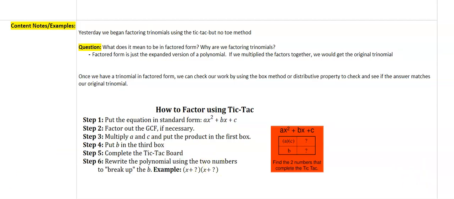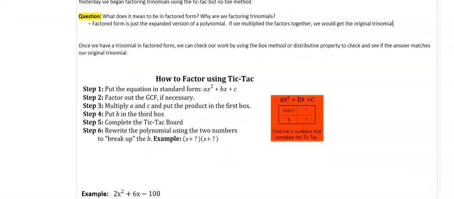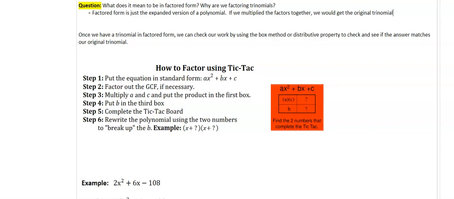So, using the tic-tac-but-no-toe method, we can put a trinomial into factored form, and if we want to double check to make sure that it is correct, we can go ahead and multiply our factored form through to make sure it matches our original trinomial.